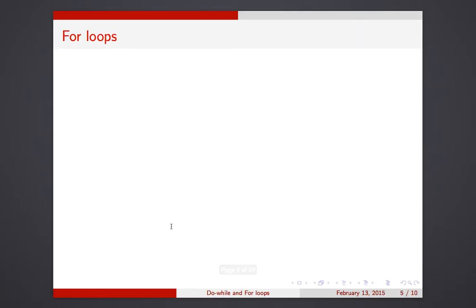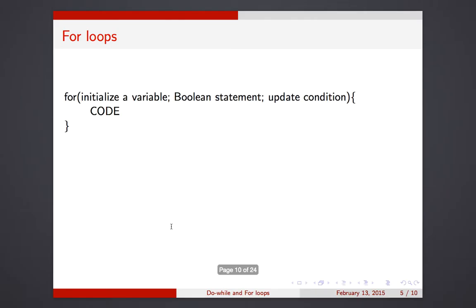Okay, so now let's spend the bulk of our time on for loops. For loops are also loops. Okay, so they will loop the same code. They'll just do the same code over and over again until something stops it. But the syntax is quite a bit different.